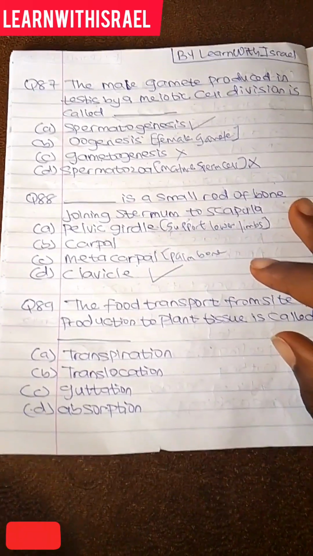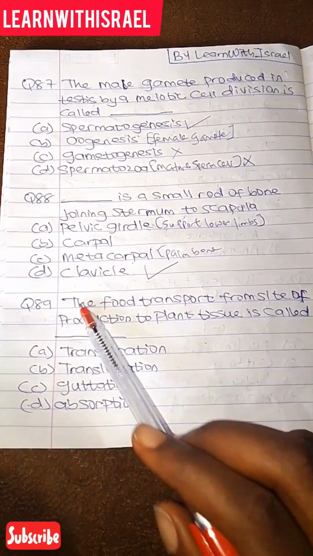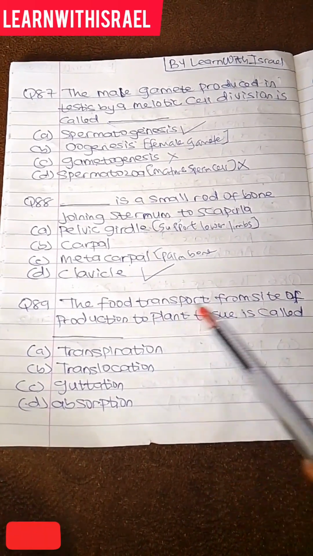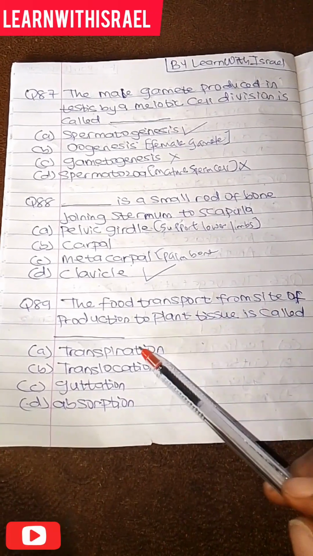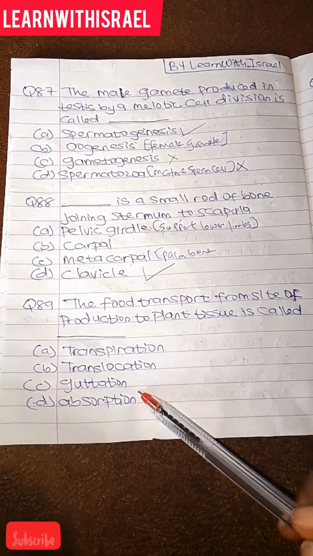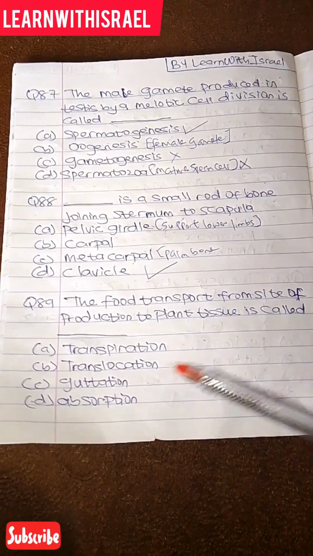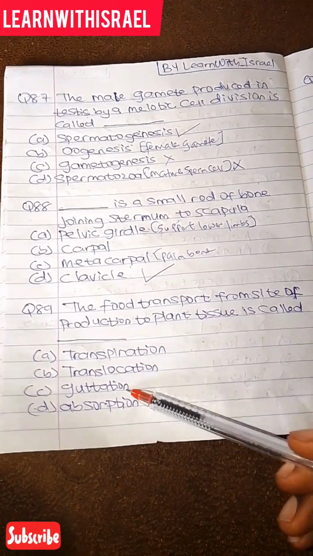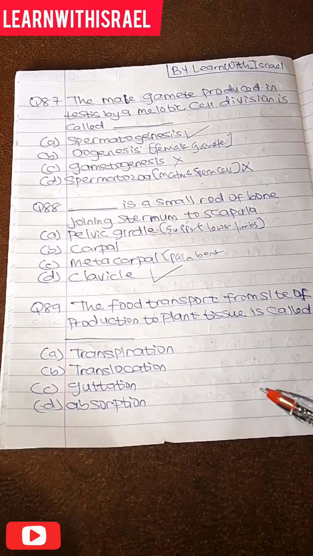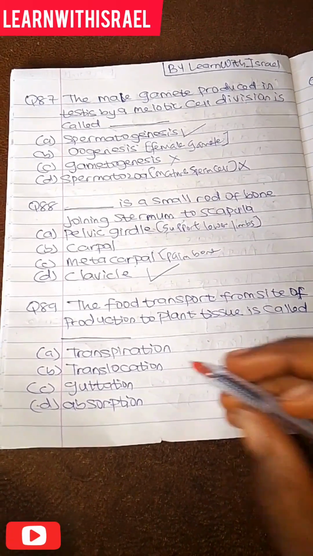So let's continue. Question 89. The food transport from site of production to plant tissue is called dash. A. Transpiration. B. Translocation. C. Guttation. D. Absorption. So let's eliminate the options. Absorption is the food uptake from the soil.